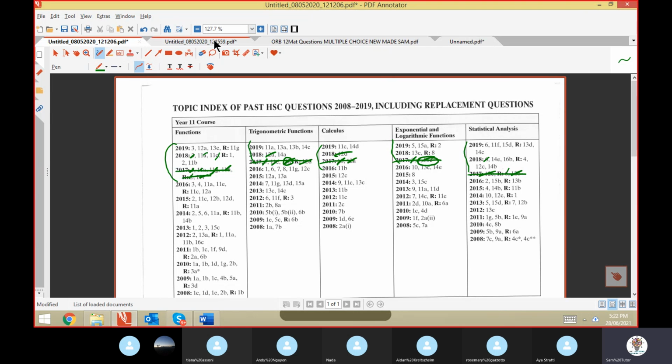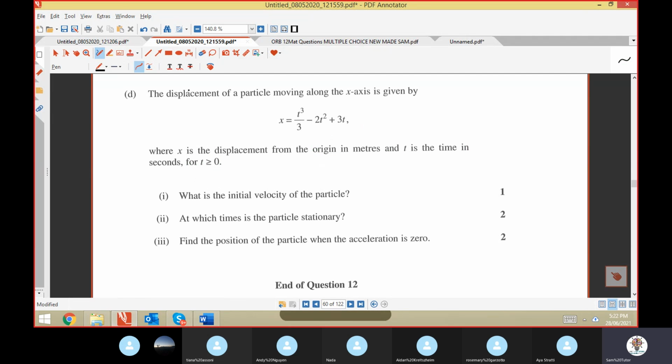13C, 12, okay, 12D. The displacement of the particle is given by this, where x is displacement from the origin. What is the initial velocity of the particle? Well, V equals 3t squared on 3 minus 4t plus 3. And initially, you'll just sub in t equals 0, which means initially V equals 3.